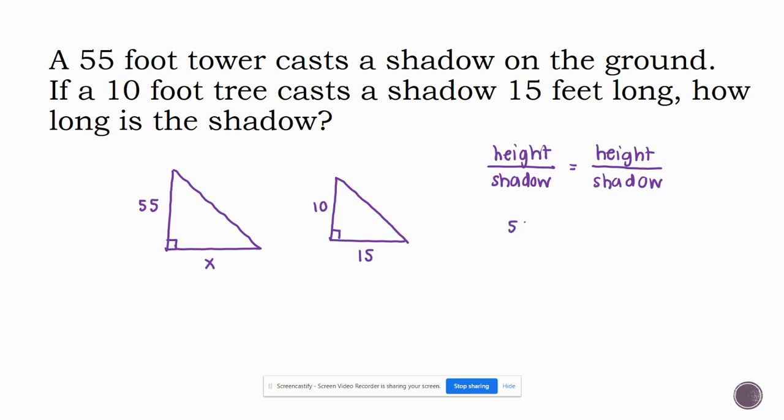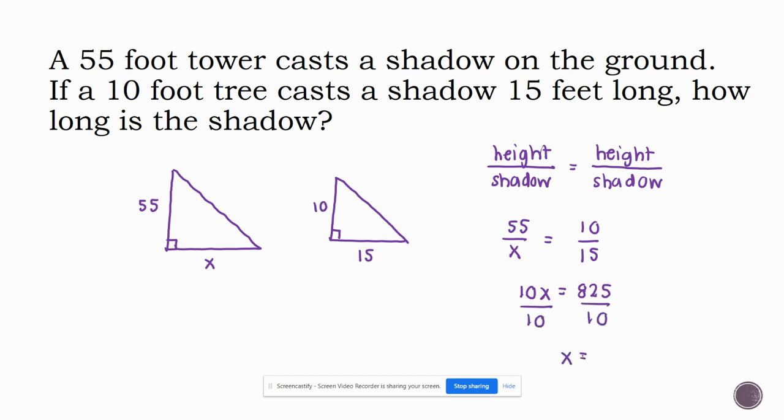So I'm going to do 55 over x because that's representing height over shadow of the first triangle. And that's going to equal 10 over 15 because that's height over shadow for the second triangle. I'm going to start cross multiplying. So we've got 10 times x, and that equals 55 times 15, which is going to give us 825. I'm going to divide by 10.